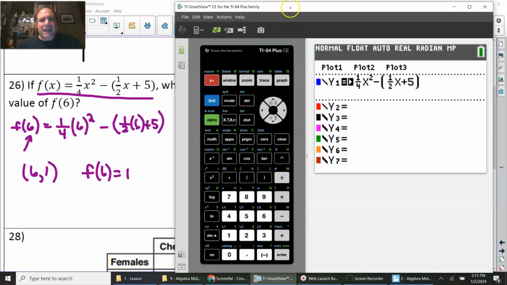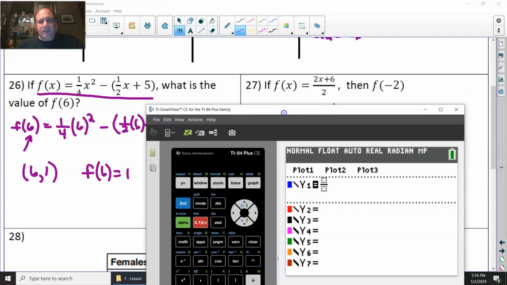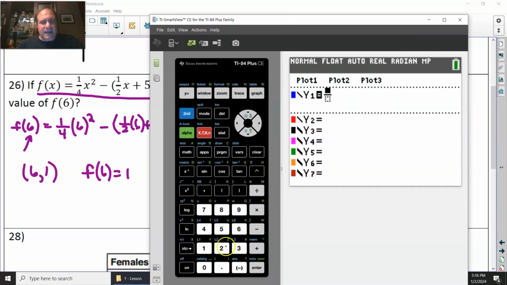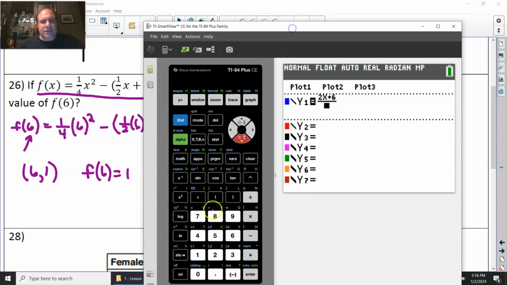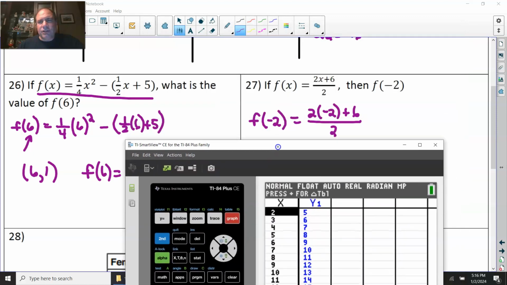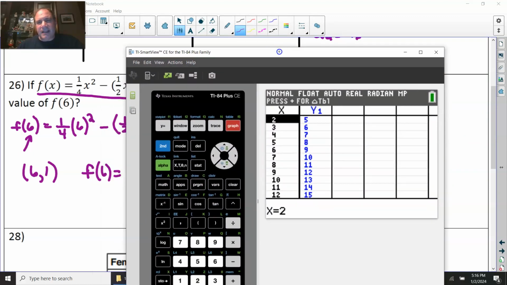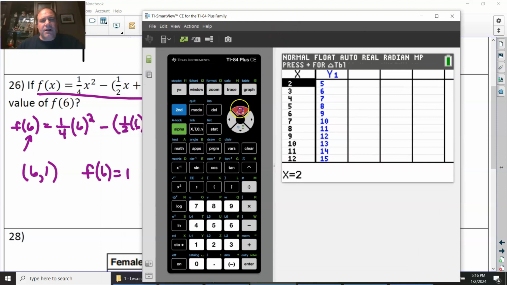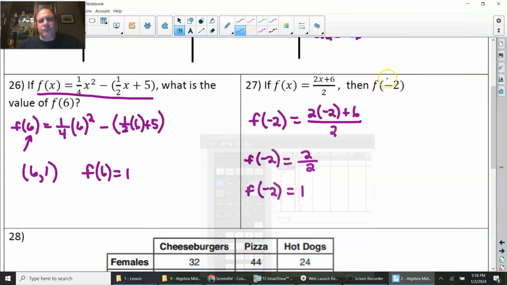Or you could just go ahead and clear this out, and you could put alpha x, which is your fraction symbol. I'm going to put 2x plus 6 on the top, and on the bottom, I'm going to divide it by 2. I'm going to press second function graph, and here are all my inputs and outputs. So the input that they give you is -2. You can see it there. So I'm going to go up to -2, 1. There it is, -2, 1.